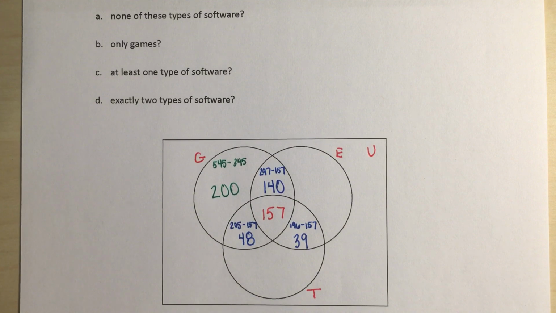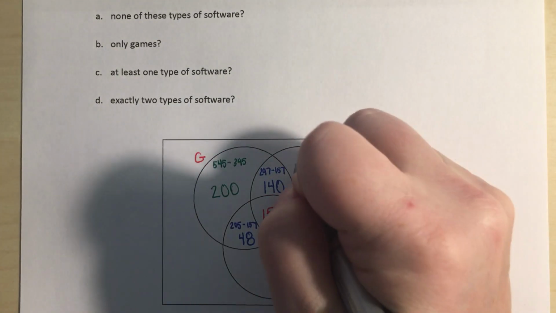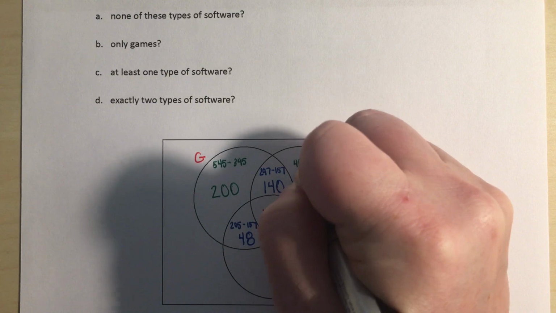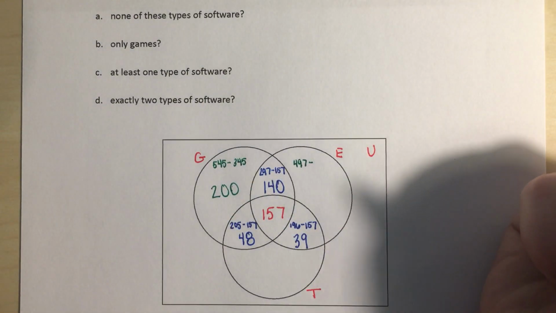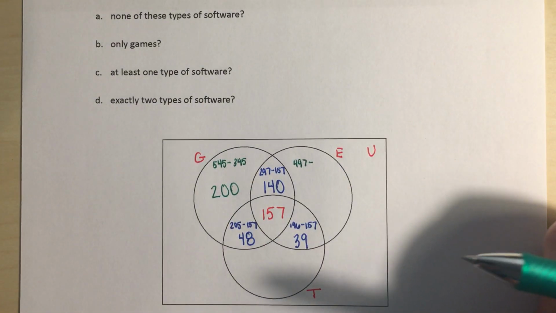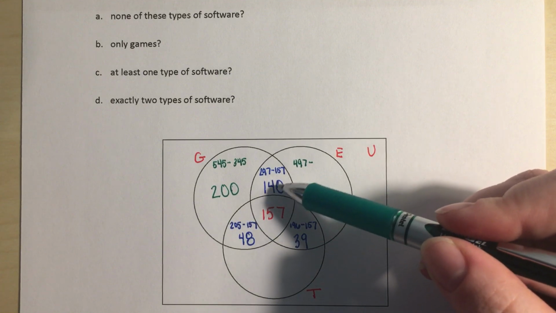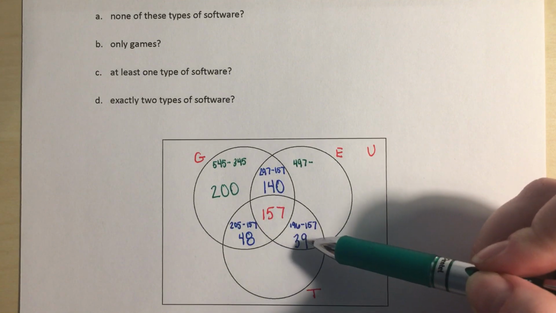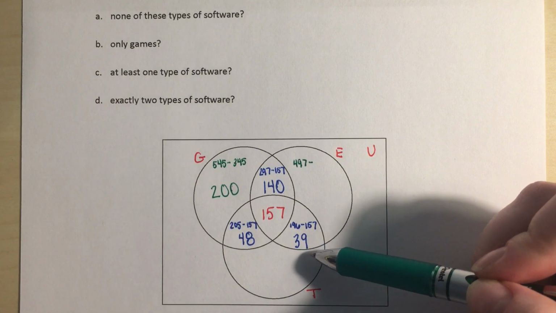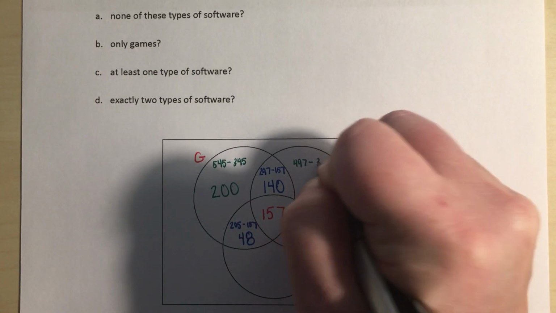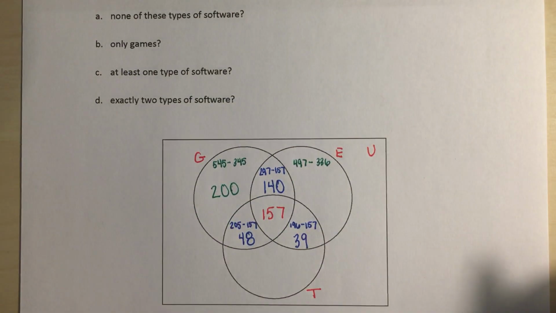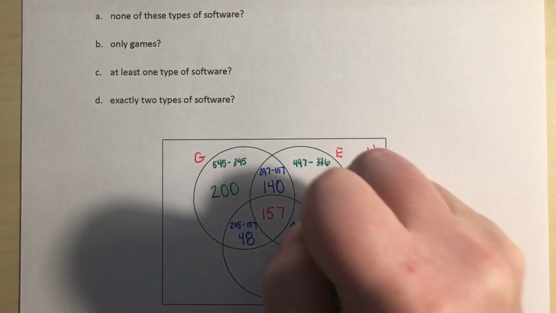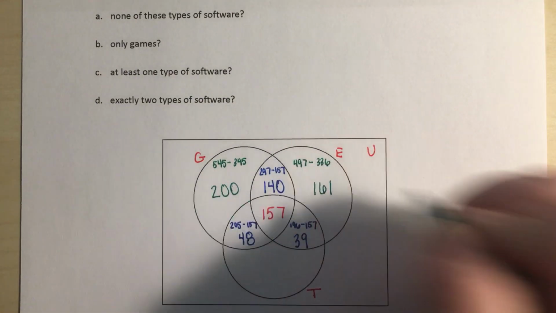We're told that 497 purchased educational software. So if we're going to take 497, again, we're going to add up the three numbers that are inside. So 140 plus 157 plus 39 is going to give us 336. So 497 minus 336 gives us 161.